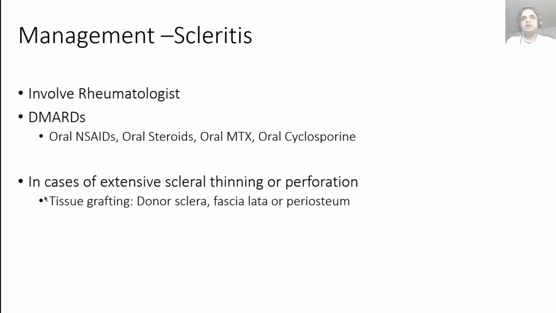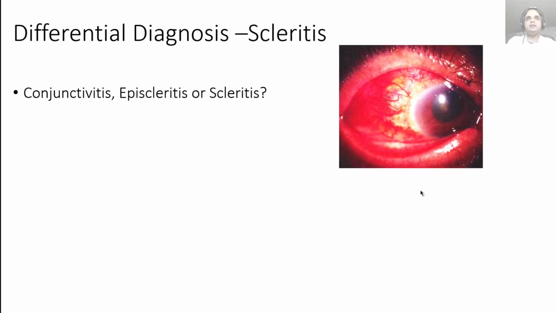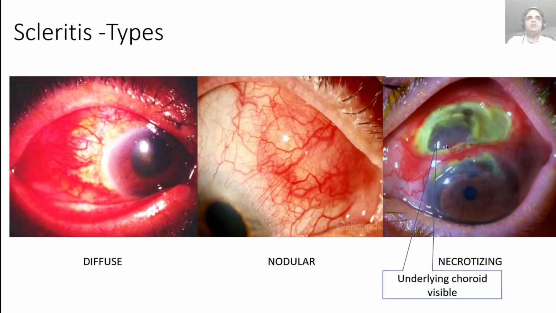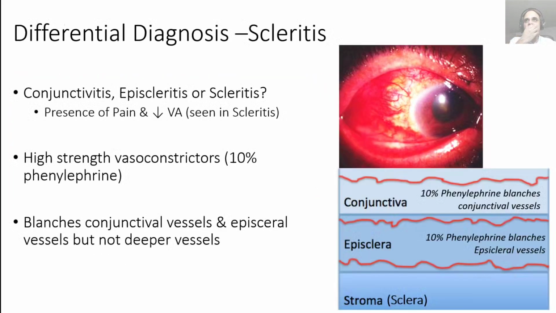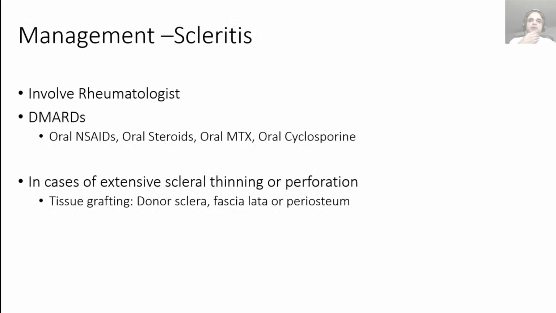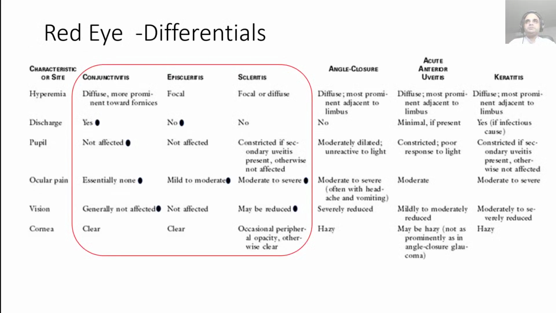If you have a lot of thinning, like we saw in the case of the necrotizing Scleromalacia Perforans type, you can use a piece of graft tissue to cover it. It could be a donor sclera. It can also be fascia lata or a periosteum. Fascia lata and periosteum are much more common than a donor sclera as a grafting tissue.